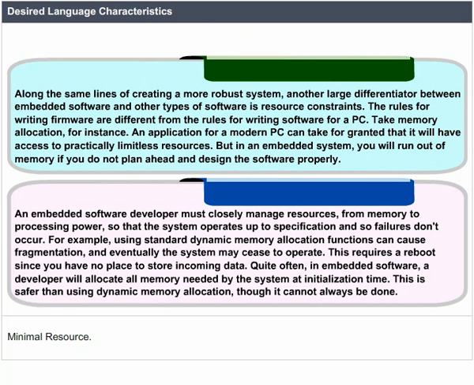For example, using standard dynamic memory allocation functions can cause fragmentation, and eventually the system may cease to operate. This requires a reboot since you have no place to store incoming data. Quite often, in embedded software, a developer will allocate all memory needed by the system at initialization time. This is safer than using dynamic memory allocation, though it cannot always be done.